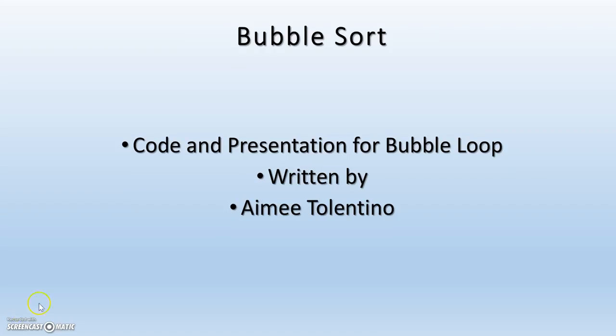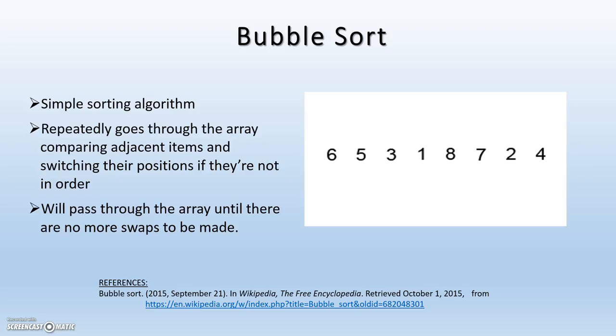So now let's start with explaining our first sort, which is called the bubble sort. The bubble sort is a simple sorting algorithm, and what it does is that it will repeatedly go through the array comparing the adjacent numbers and switching their positions if they're not in order. It will pass through the array until there are no more swaps to be made.